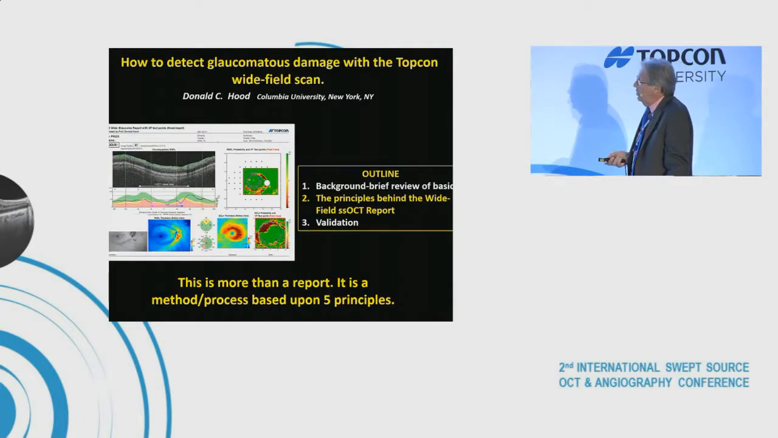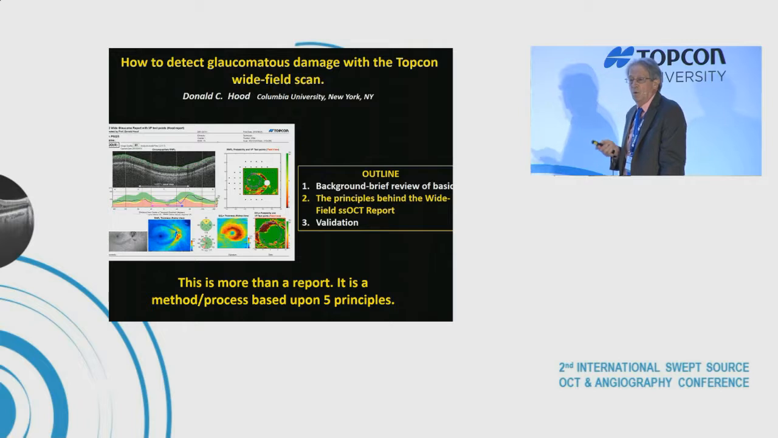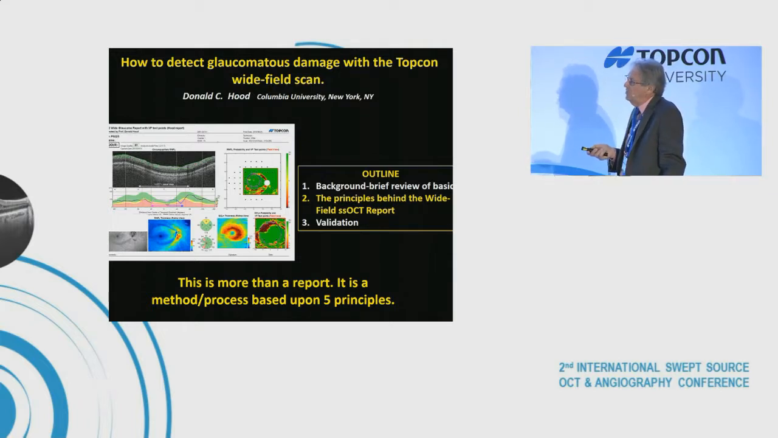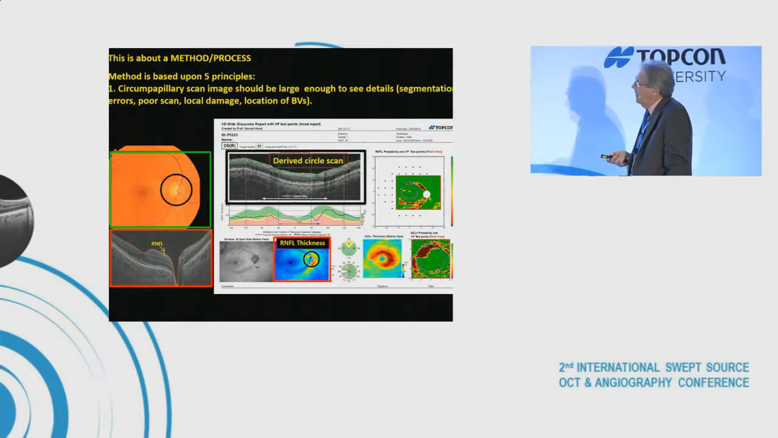All right, so I want to emphasize that this is more than just a report. It's actually a method or a process that's based on 5 principles. So I'm going to introduce the report at the same time I tell you about the principles. So the first principle is that the circumpapillary scan image should be large enough to see details. So often in most machines, this image, if it appears at all, appears like that on the glaucoma reports. Not much use, at least to me.